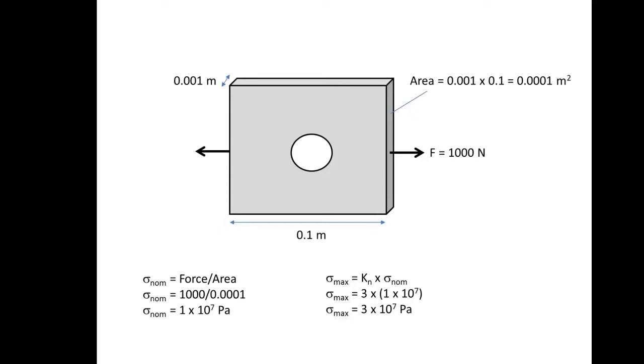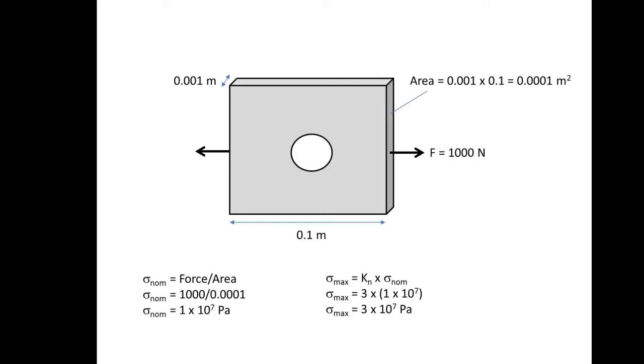Today we're going to be looking at the plate with a hole problem. So here we can see a standard plate with a hole. It's subjected to a tensile load of 1000 newtons. The plate is 0.1 meters wide, 0.1 meters high, and has a thickness of 1 millimeter.